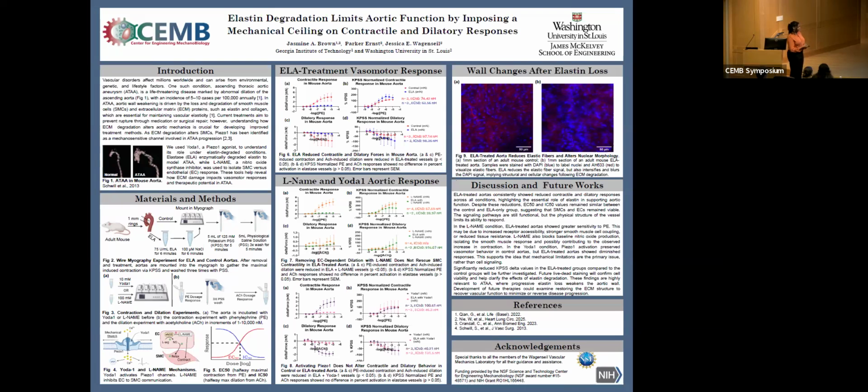And so moving into the actual experiment, that's when we will be using a dose response for contracting with phenylephrine, and that is done in 1 to 10,000 nanomolar increments. And then after that is done, we will wash 3 times with PSS to remove any of the remaining phenylephrine.